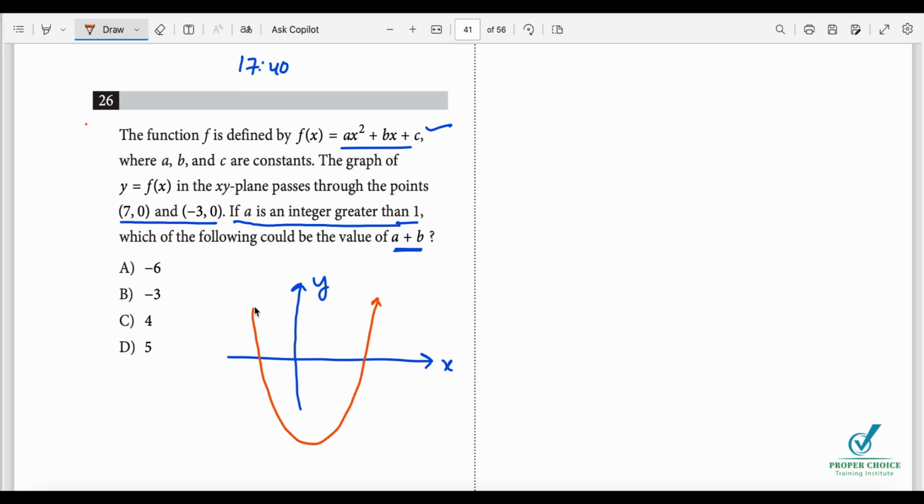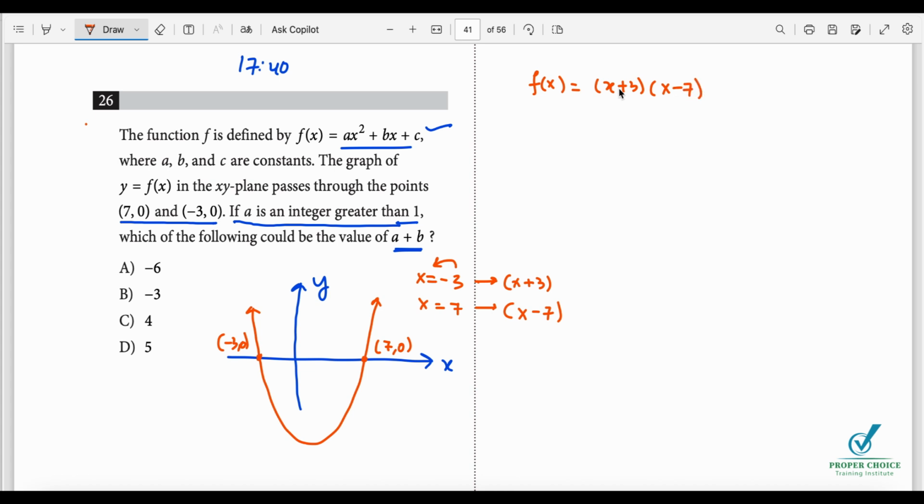As they clearly stated that a is greater than 1, a is positive, so the graph has to open up. These coordinate points can be written as (7, 0) and (-3, 0). So the zeros of this quadratic function are x equals negative 3 and x equals 7. Convert those zeros into factors simply by changing the sign, then it turns out to be x plus 3 and x minus 7. Now write down this function in factored form: f(x) equals (x plus 3) times (x minus 7).